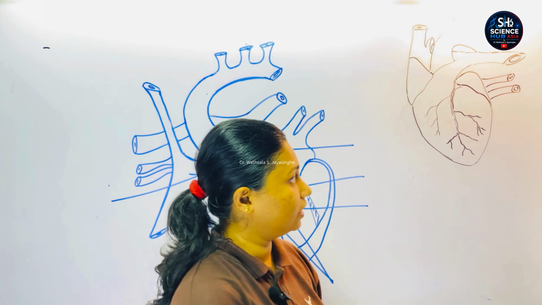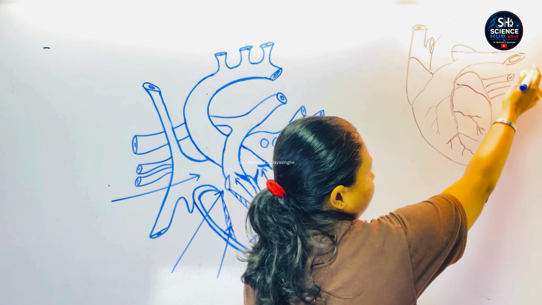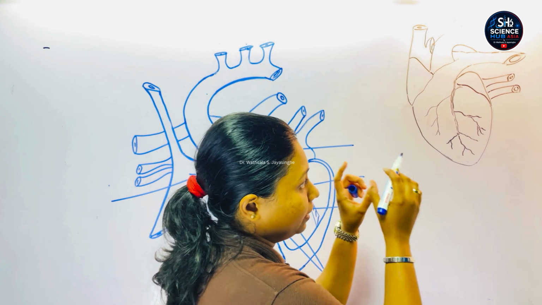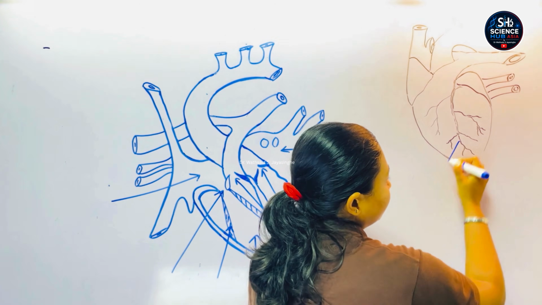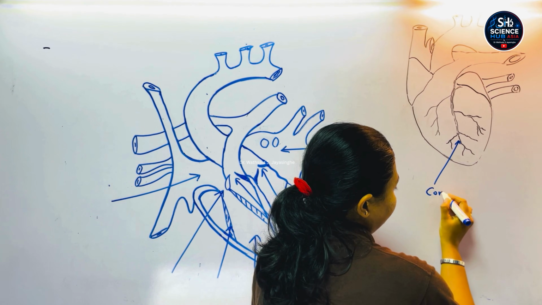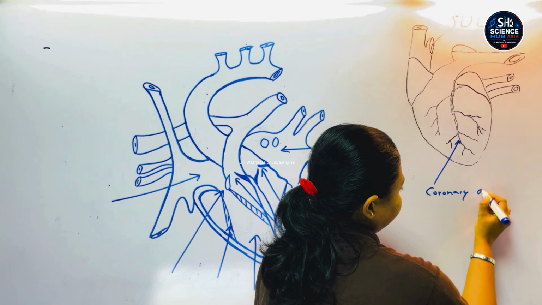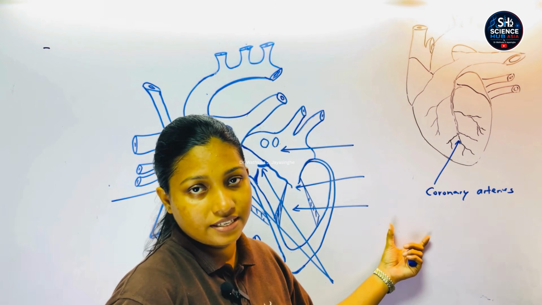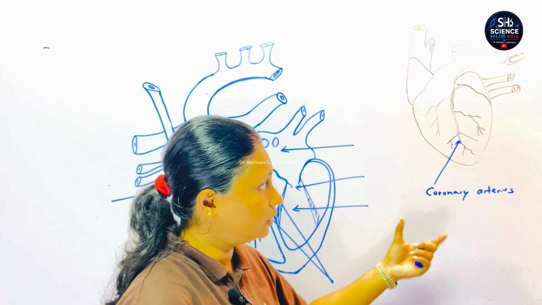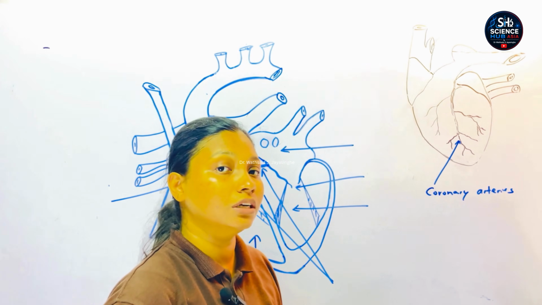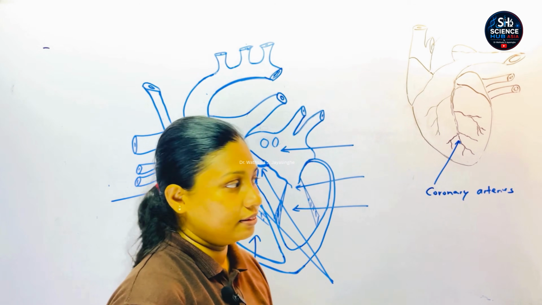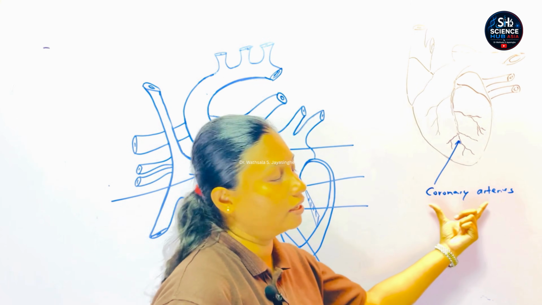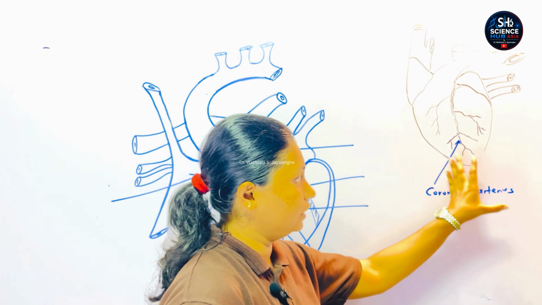This is the apex of the heart, and these are the pulmonary veins of it. And the main thing that you should know in here is the coronary artery. Okay, coronary artery. These are the coronary arteries. Coronary arteries supply oxygenated blood to the heart, because the heart is also an organ, it needs oxygen. That oxygen supply is done by the coronary arteries. So those are visible in here.